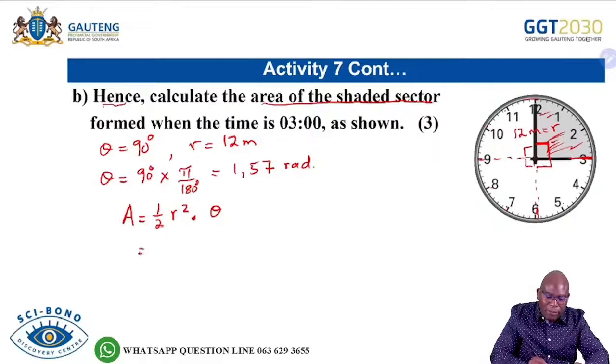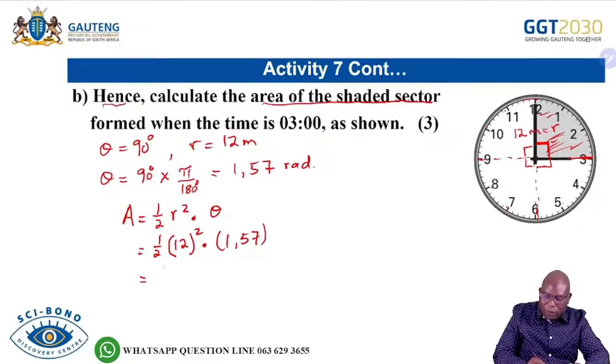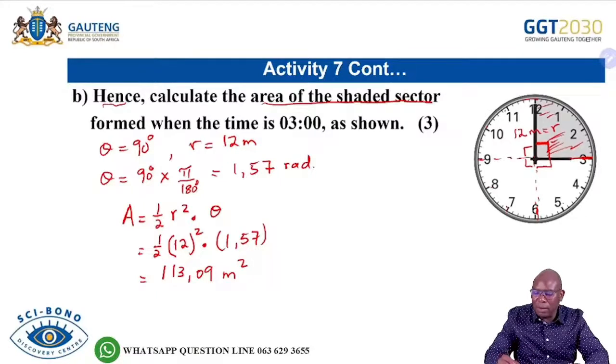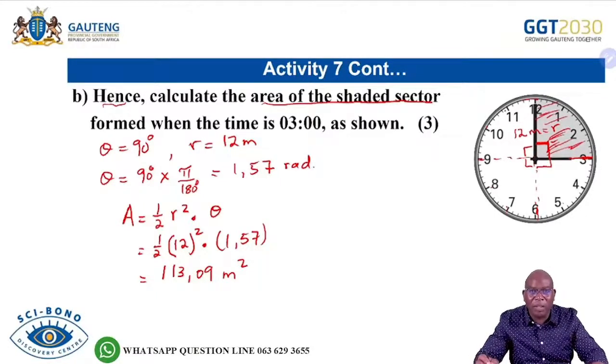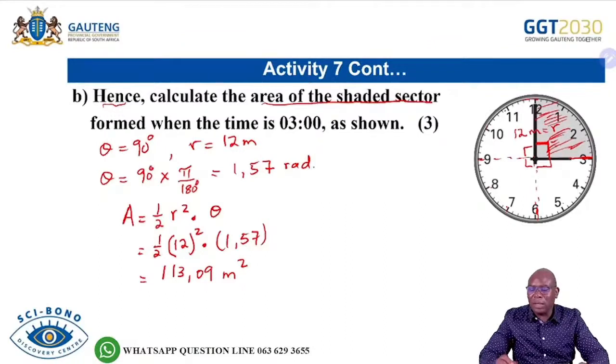So now I'll have half times my radius, 12 squared, multiplied by the angle, 1.57 radians, and the area there will give me 113.09 square meters. So the area of that will be 113.09 square meters. If you want to check if we are correct, it means that if the area of that is 113, this area will be 113, this one will be 113, that one will be 113.09.